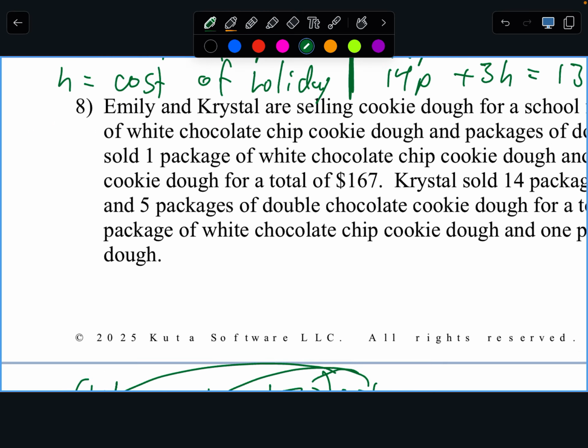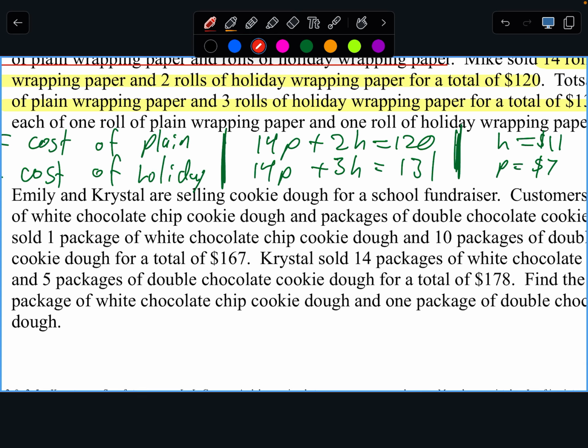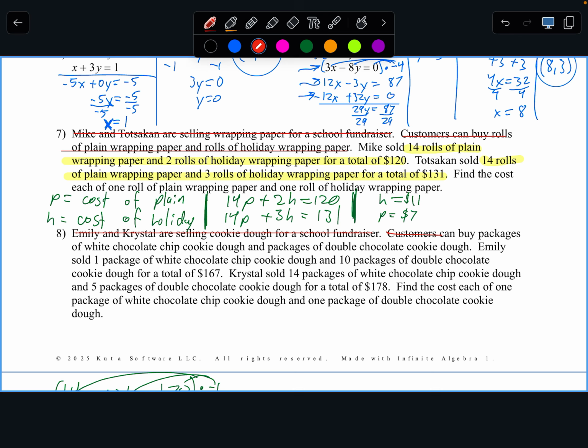All right. So let's go ahead and figure out what's important and what is not important. Emily and Crystal are selling cookie dough for a fundraiser. Not important. Customers can buy packages of white chocolate chip cookie dough and double chocolate chip cookie dough. Not important. Emily sold 1 package of white chocolate chip cookie dough and 10 packages of double chocolate cookie dough for a total of $167. That looks important. Crystal sold 14 packages of white chocolate chip cookie dough and 5 packages of cookie dough for $178. Great. And find the cost of each package.